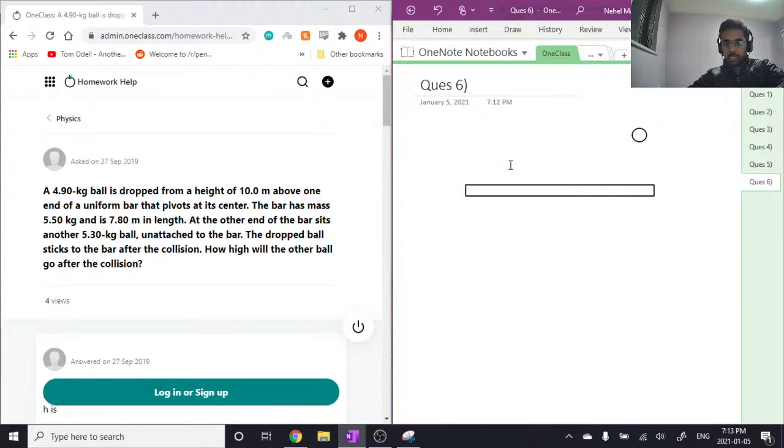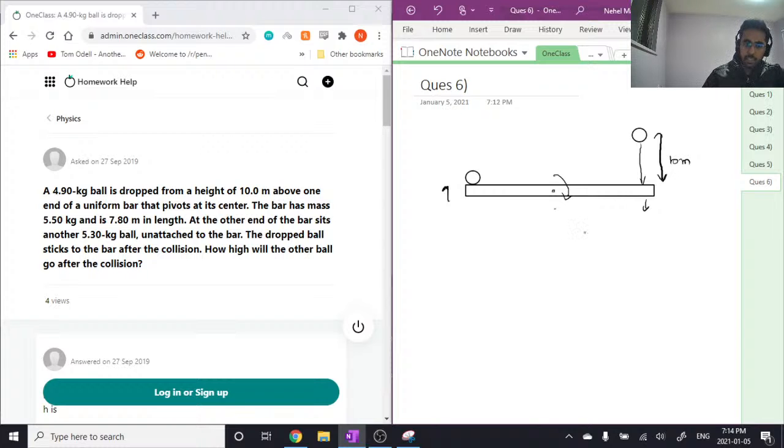So we have another ball here which is unattached but sits on the bar, and the first ball is dropped. This height is given to be 10 meters, and this thing is pivoted about the center. When this ball gets dropped and it sticks, essentially the bar rotates and moves downwards, this end moves up, and this launches the ball upwards in the air. And the overall length is 7.8 meters.